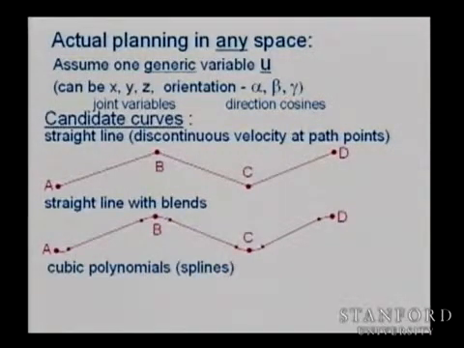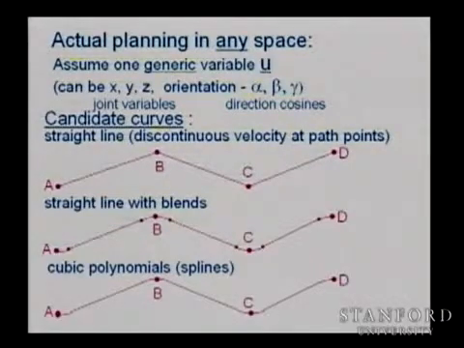And then, of course, another way to do it is, instead of using straight lines, we can use a cubic polynomial. In PowerPoint it almost looks like a straight line with blends, but think of it as a cubic polynomial. So you have a higher degree of freedom curve between each of the points along the path. That will be slightly more complicated from a formula point of view. Everybody is following? It's pretty simple.